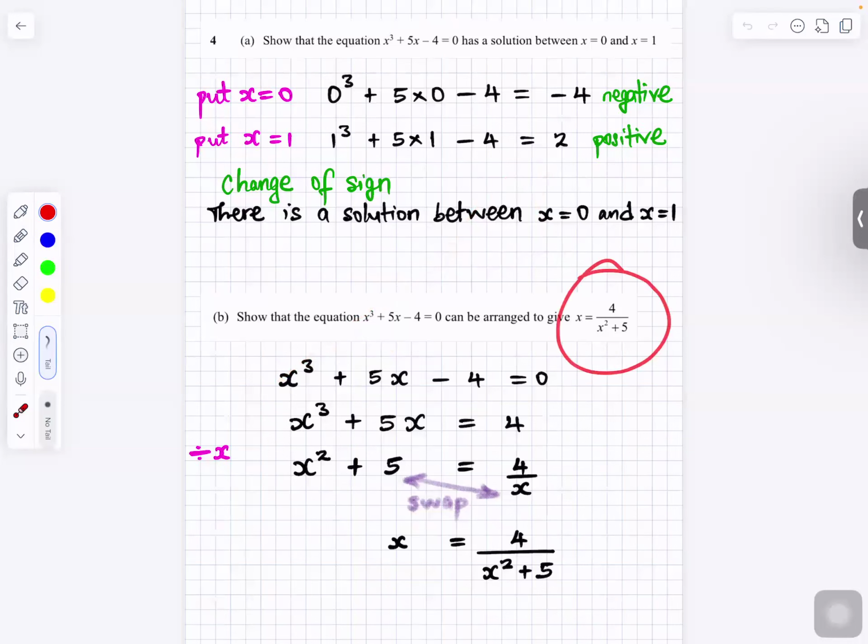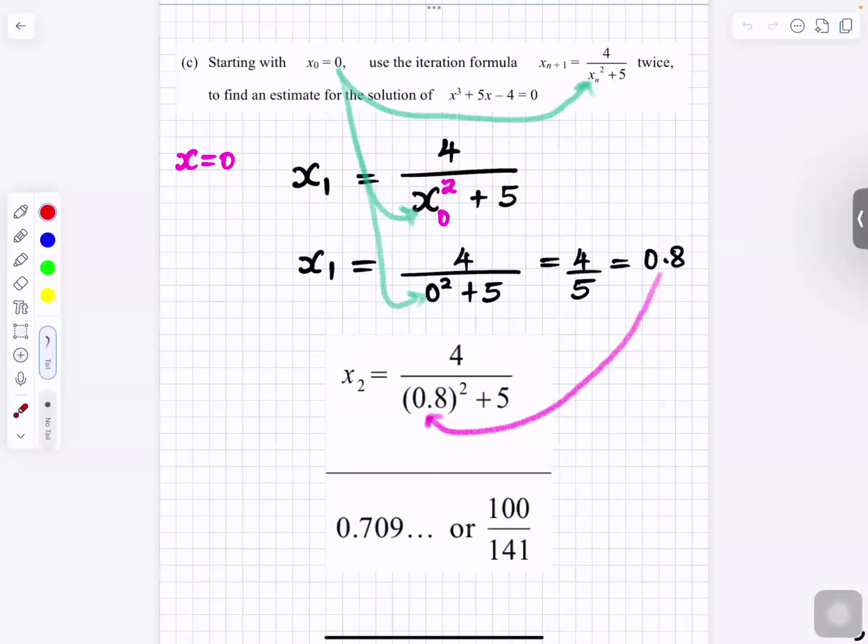Now, this is an iteration formula that has been given. So you rearrange it. You look at it, which of the x do you make the subject? You make this x: x cubed plus 5x minus 4. So what you want to do is take 4 to the right-hand side, and then divide all through by x. And then after that, you swap x squared plus 5 with x. That becomes 4 over x squared plus 5. And that's your iterative formula.